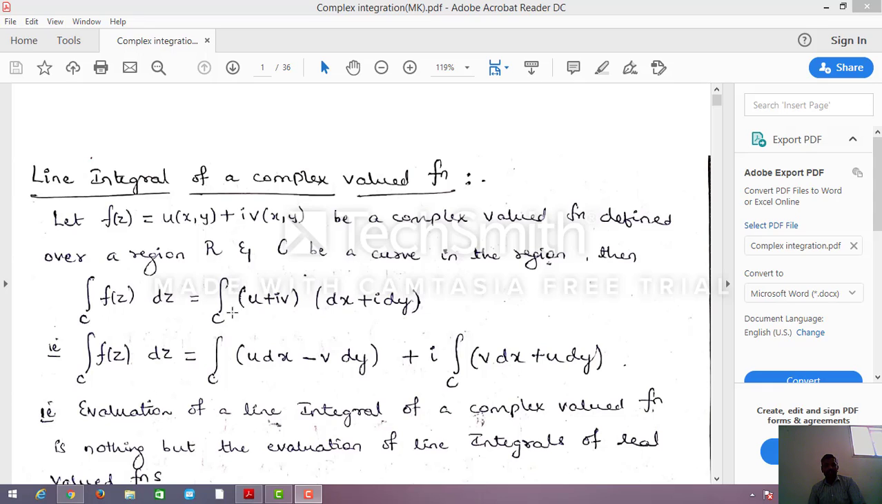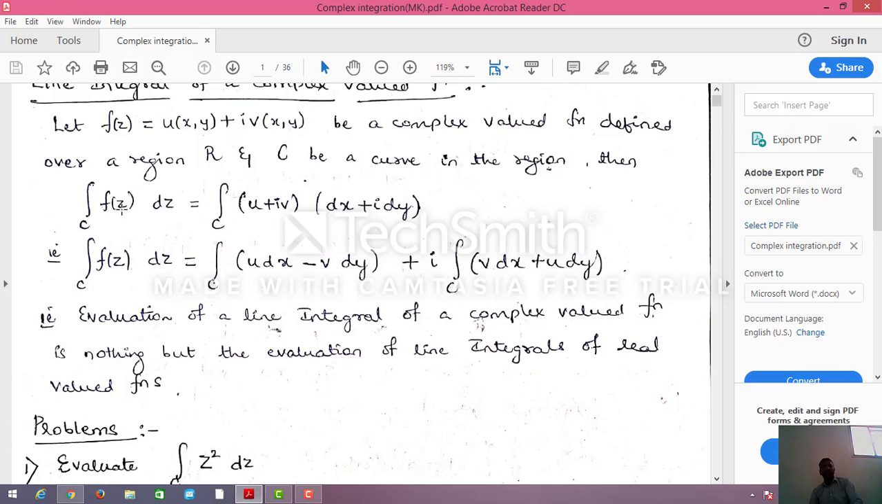the integration along the curve of f of z, which we will write as u plus iv. You know that already, f of z we always write as u plus iv. Dz is nothing but, since z is x plus iy, dz is dx plus idy. Now, the integration along the curve of f of z into dz equals the integration over c of u dx minus v dy.